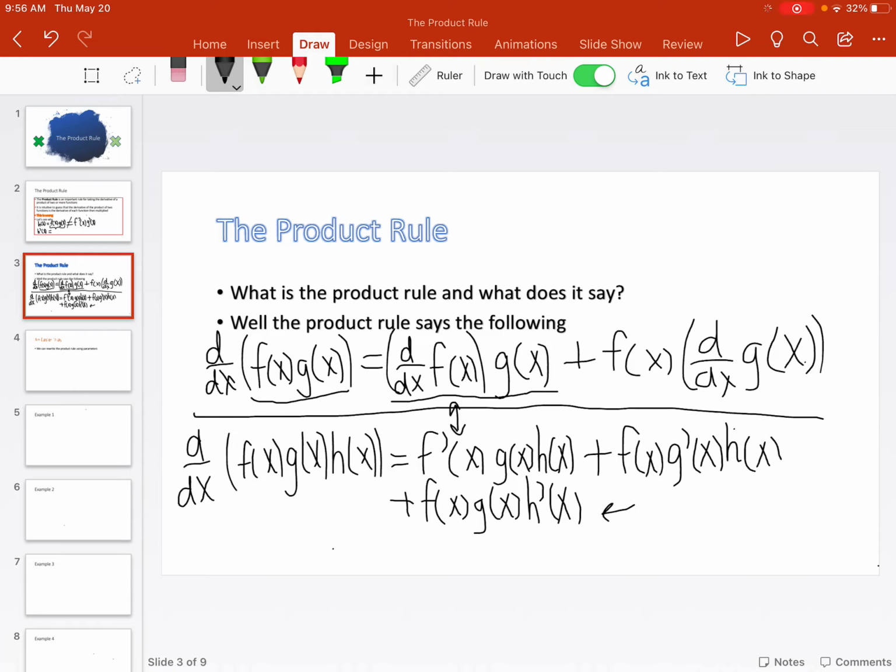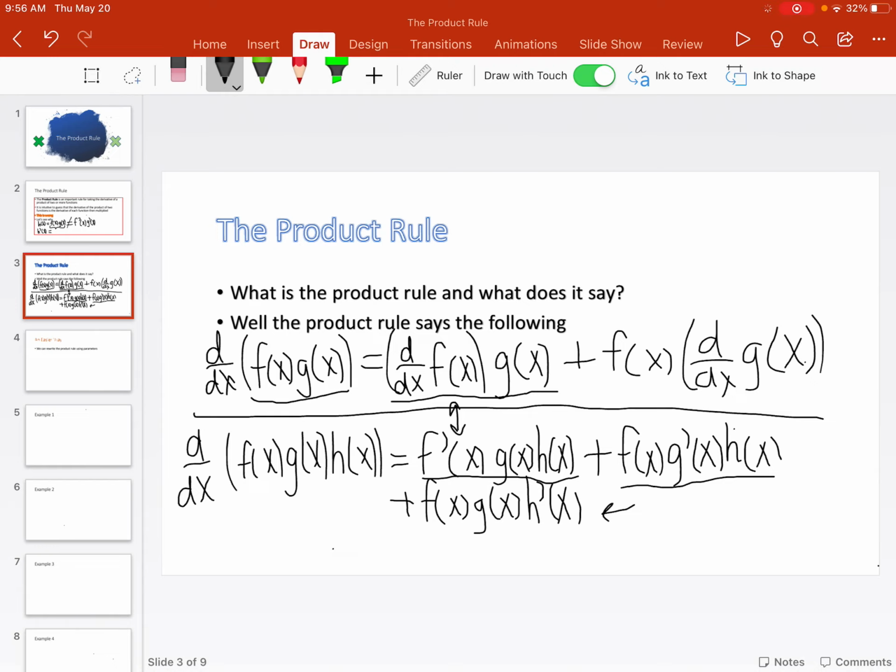its own unique term. So as we see here, we took the derivative of one of the functions and then we multiply it by the remaining functions. That's one term, right? Then we move on to the next term. We take the derivative of another function whose derivative we have not taken yet. And it gets its own unique term and its own unique turn. So that's a good way to remember it.